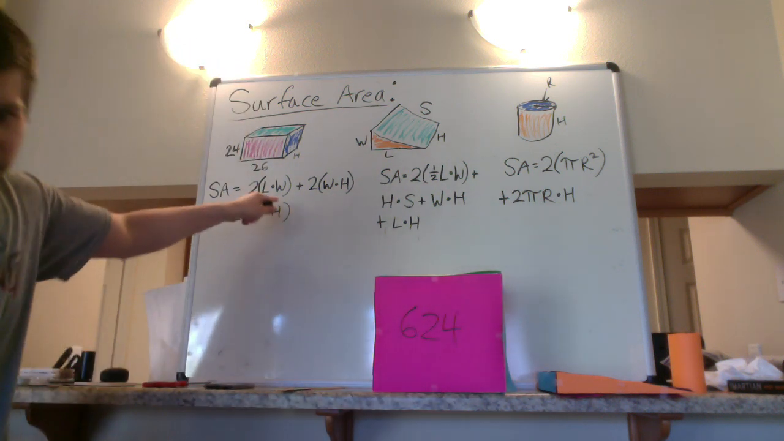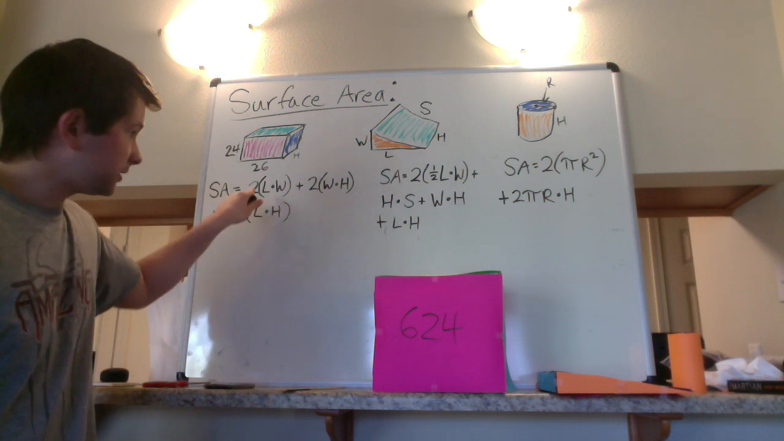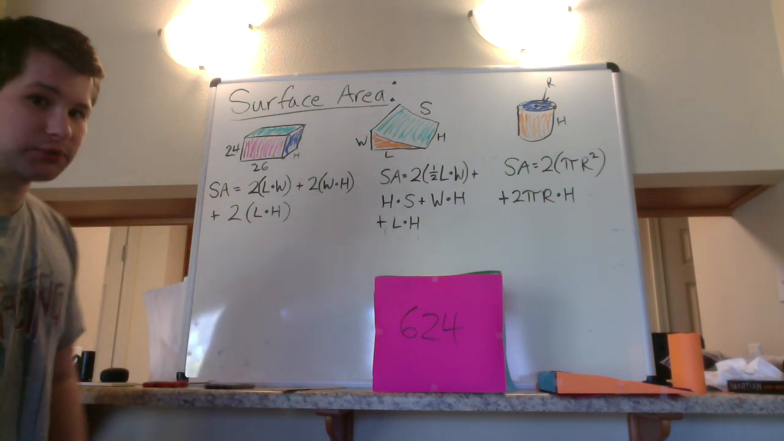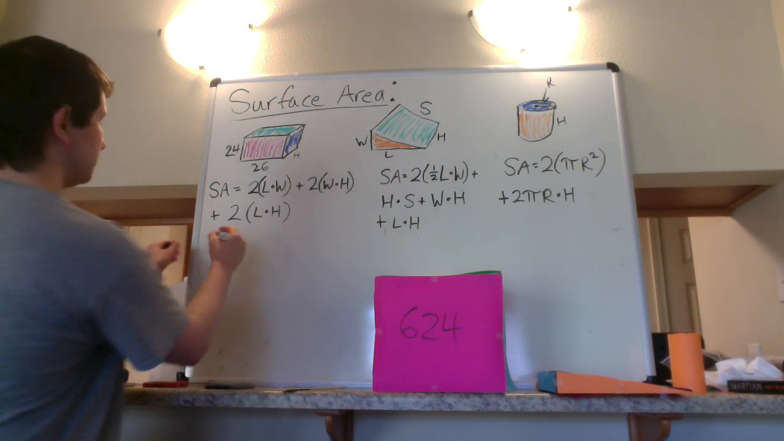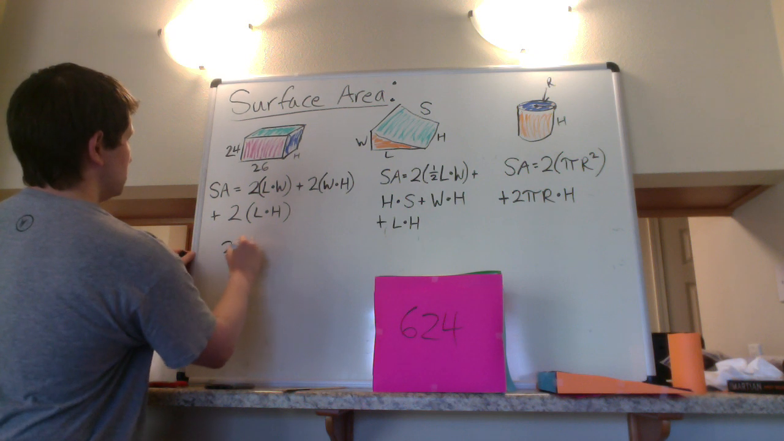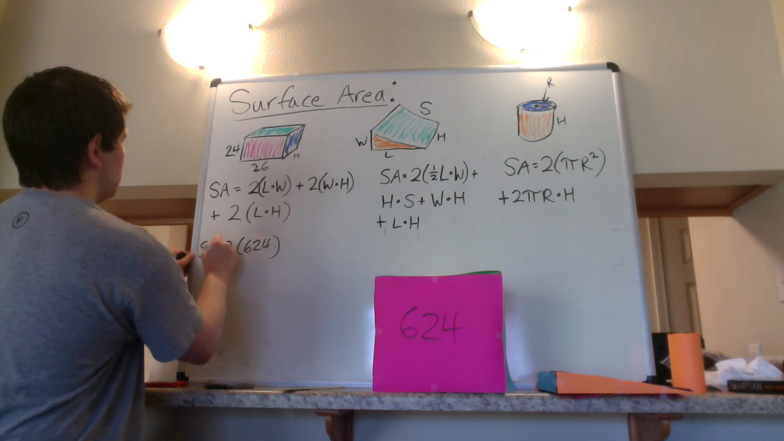And that's why for the first part here it says 2 times length times width. We found the area by doing length times width. We got 624. We're going to double that to account for both the front side and the back side. So 2 times 624, surface area.